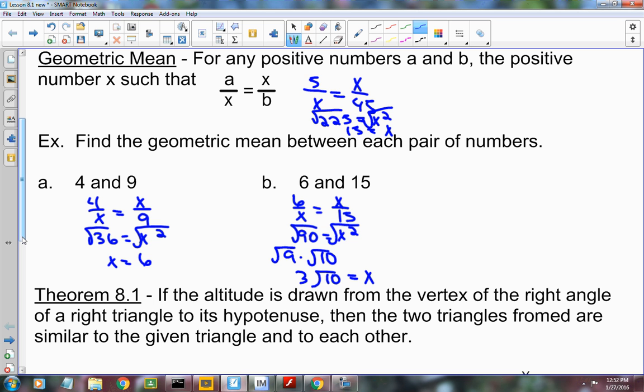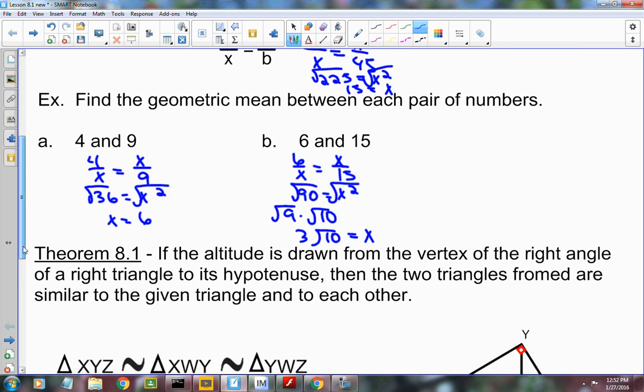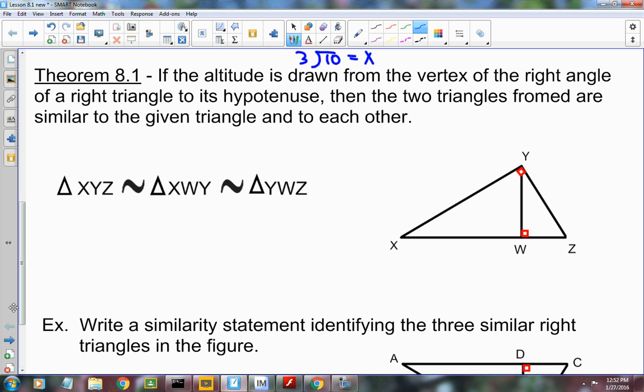So I'll tell you how this all applies to the triangle in just a second, but I need to tell you something else first. The scenario we're working with today is you've got a big right triangle, triangle XYZ, and you have the altitude drawn from the right angle of the right triangle. YW is drawn from the right angle. So when that happens, you create 3 similar triangles.